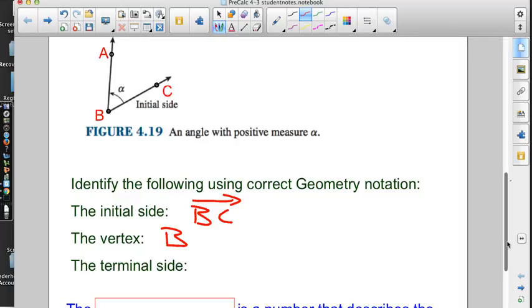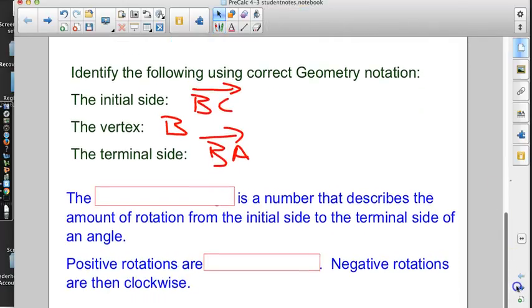Is it another ray? What are the initials for the ray? BA. We want to start here and go there forever. Ray BA. So an angle is made up of two rays that meet at a point, and that point is called the vertex.